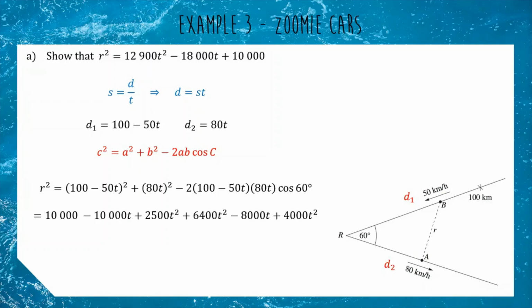Now that you've got that far, that's the hard work done. Now you just have to collect it all together, and we actually get the target of 12900t squared minus 1800t plus 10,000.